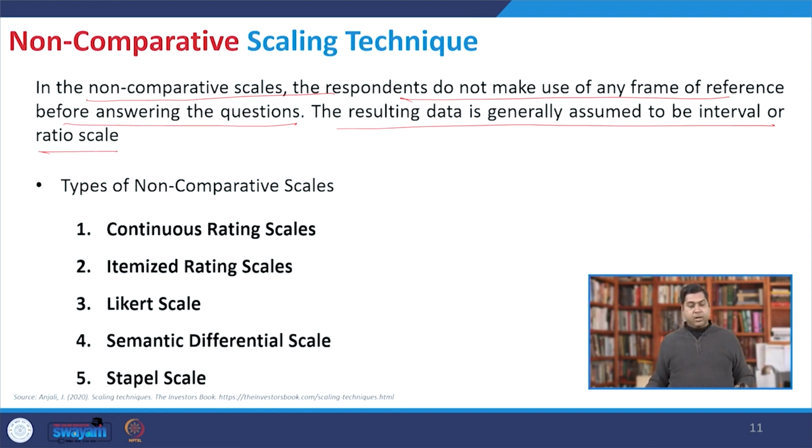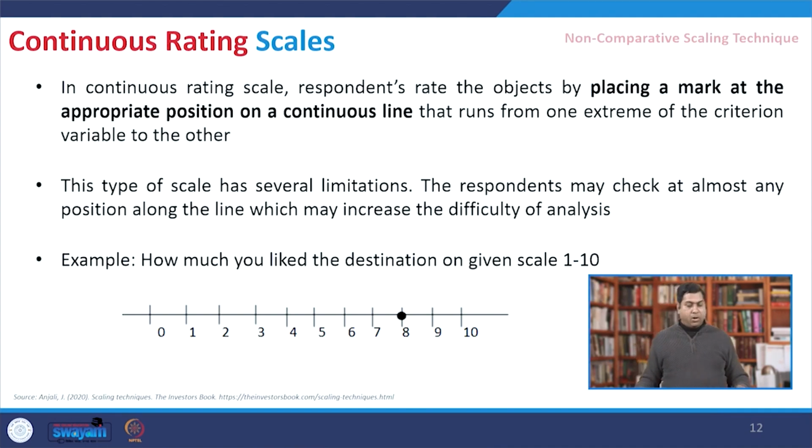For this kind of non-comparative scale, it is mostly rating of the data rather than ranking, and there is no reference point. The types of non-comparative scale are: continuous scale, itemized rating scale, Likert scale, semantic scale, and then Stapel scale. Continuous rating scale, what exactly is it? In a continuous rating scale, respondents rate objects by placing a mark at the appropriate position on a continuous line that runs from one extreme of the criteria to the other.